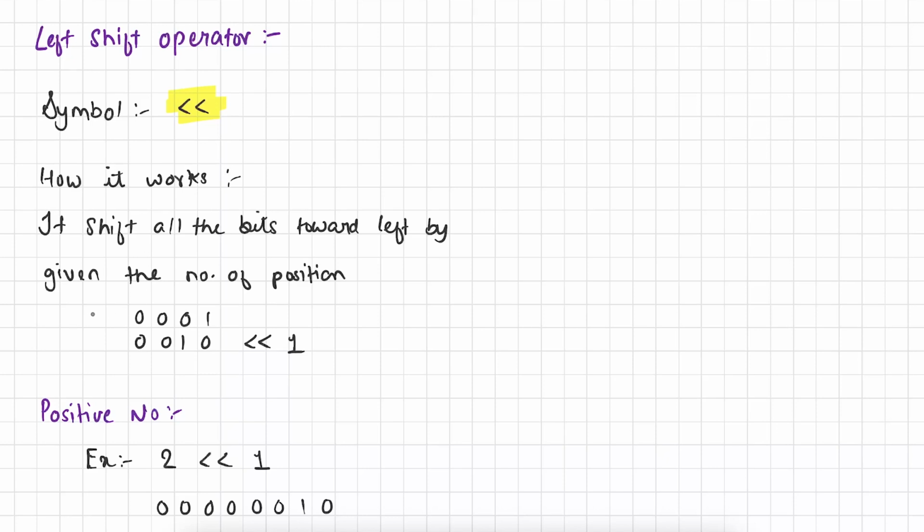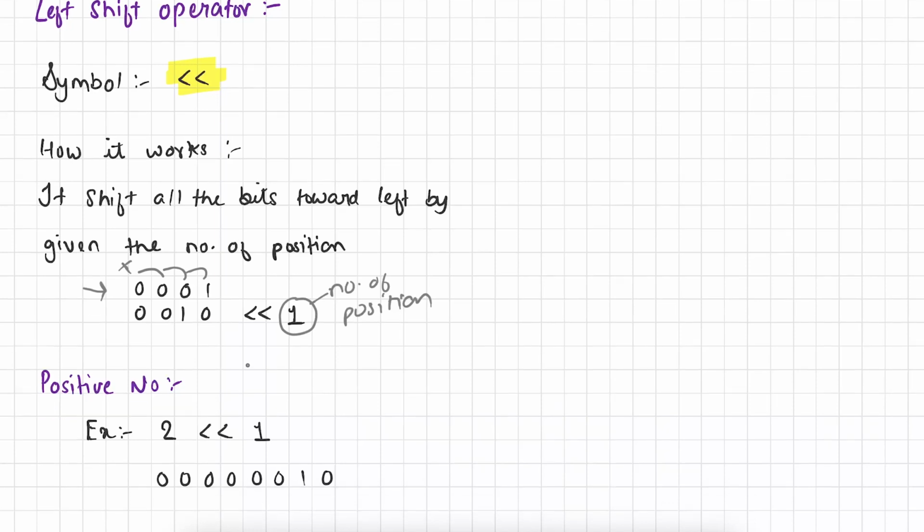Let's say this is the binary representation of any random number. What happens when we apply the left shift operator on this binary representation? It simply shifts bits towards the left by the given number of positions. Here I have written left shift 1. It means this number represents the number of positions to be shifted. When we left shift this binary representation, our leftmost bit gets ignored and all the bits shift towards the left. So now the number becomes 0010.